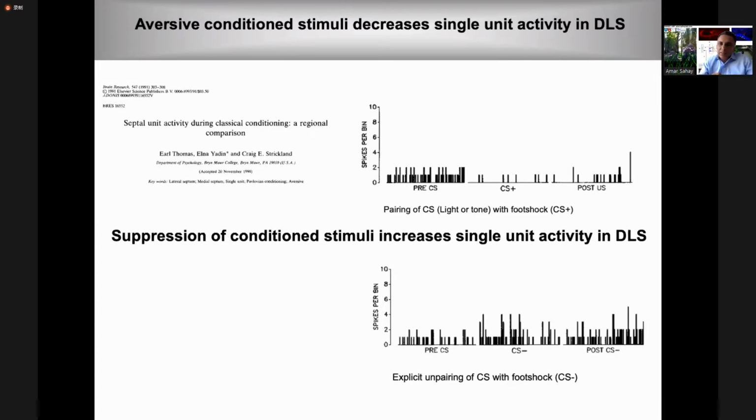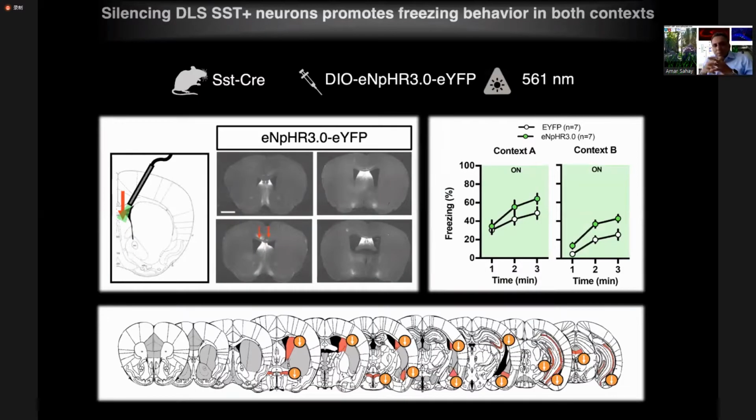To address that, Antoine then expressed halorhodopsin in SST cells in the dorsolateral septum. And after he conditioned animals to context A, he then, as I've shown you before, silenced these SST cells and the animals are placed back in context A or a similar context, context B. And what he found was widespread changes in downstream subcortical circuits, including the LH, the SUM, the BNST, the PAG, periaqueductal gray. And behaviorally, he found that there was an elevation in freezing levels in both context A as well as the similar neutral context, context B.